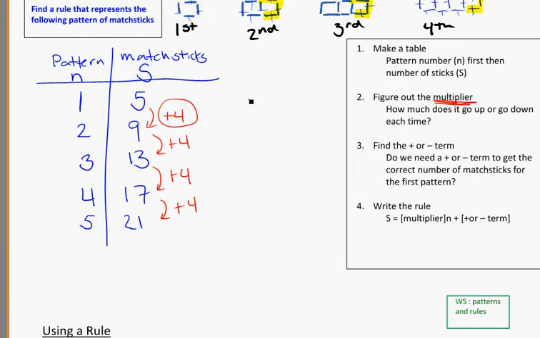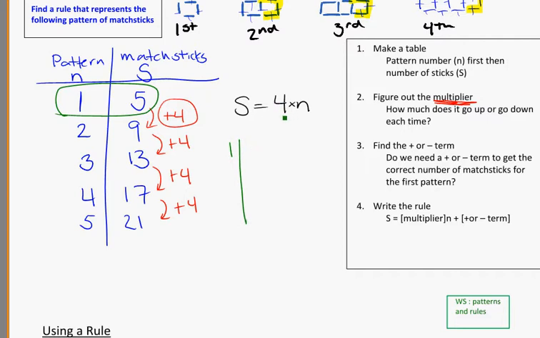So we're going to say S is equal to 4 times n, and we need to see if there's anything else, this plus or minus term that we're looking for. Okay. So what I'm going to do is I'm going to actually check. I'm going to look at the very first one here. If I had one pattern only built, do I need to add extra matchsticks, or do I need to take some away to get my numbers to work out right? So if I have one pattern, I'm supposed to have 5 matchsticks. So let's check how that works here. Let's actually plug it in.